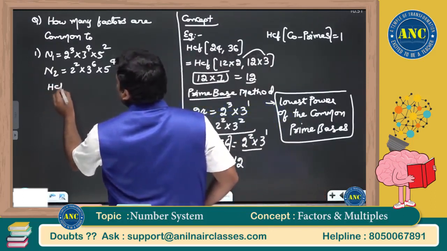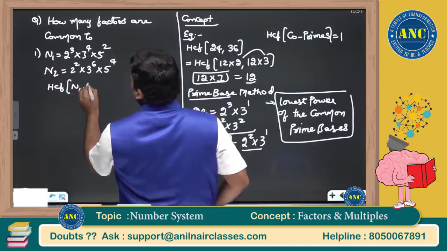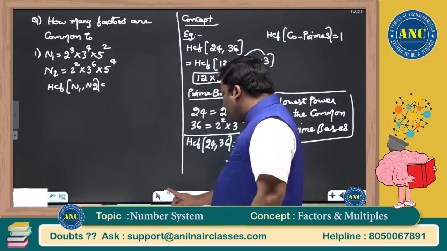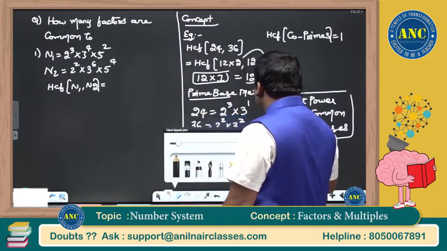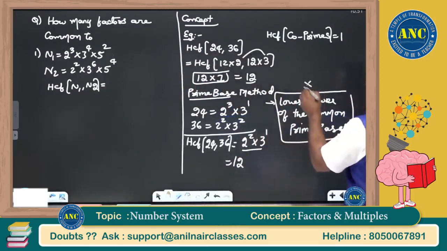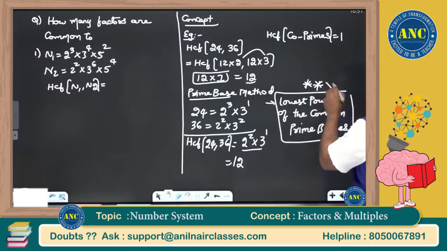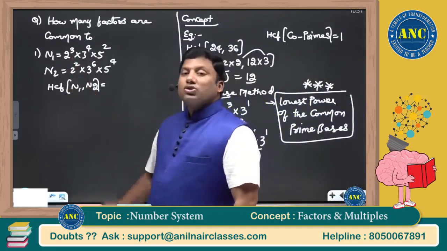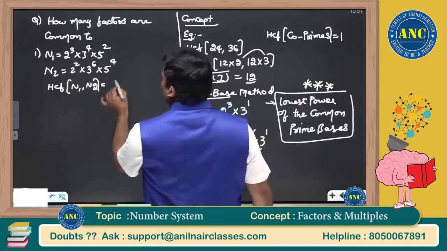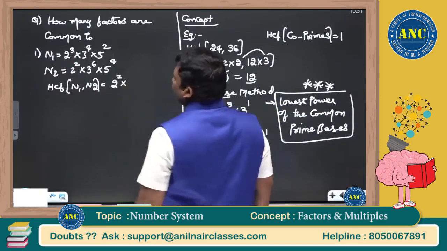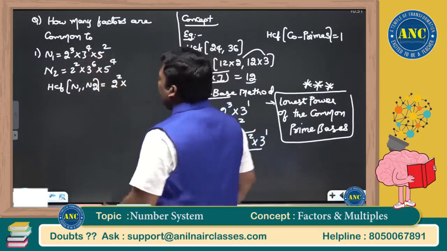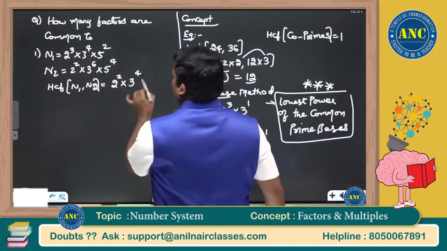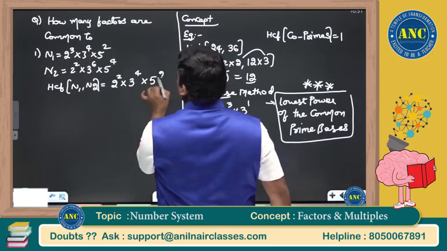The answer is defined by the HCF of n1 and n2. What is the HCF of n1 and n2? Lowest power of the common prime bases. 2 square, 2 cube: lowest power of 2 is 2 square. 3 power 4, 3 power 6: lowest is 3 power 4. 5 square, 5 power 4: lowest is 5 square.